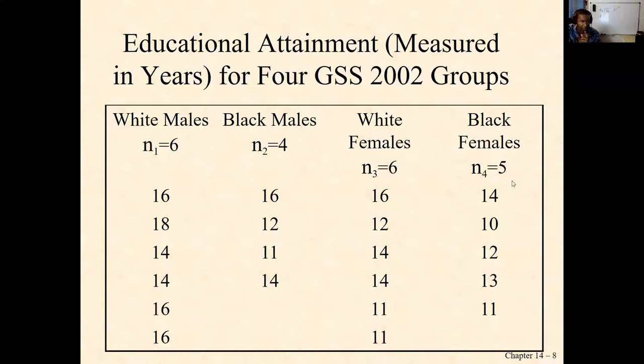So what I want y'all to do right now is, one, tell me the mean for white males, and two, calculate the overall mean of all these different groups. Okay, so how do you get the overall mean? Add all the numbers up, and then divide by 21. How do you get the mean for white males? Add these numbers up, and then divide by 6. So why don't y'all go ahead and take a minute and do that for me.